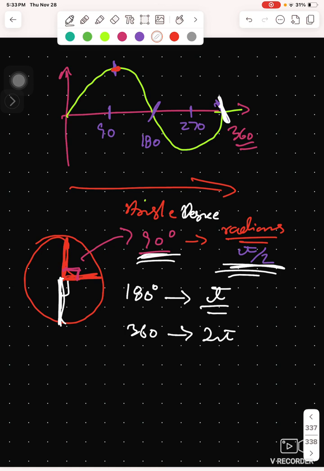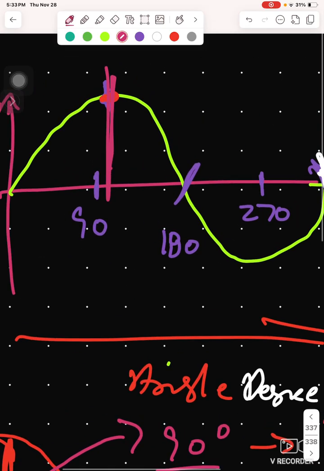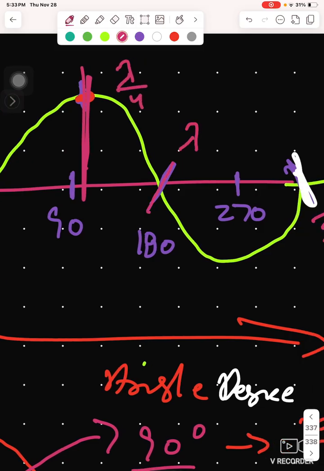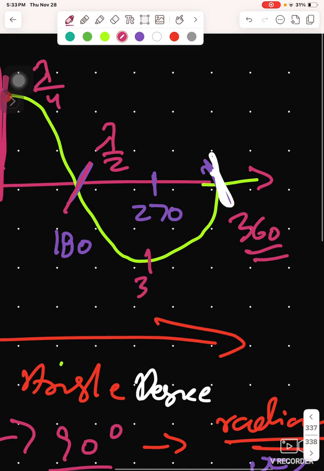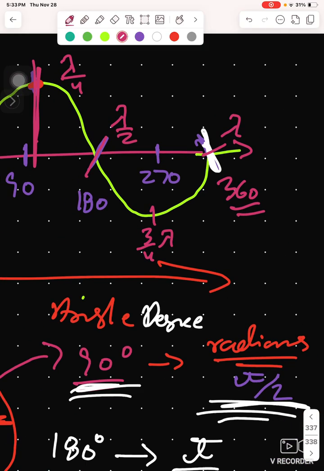We also take into account the wavelength. We already did this: this one is known as 1/4 of a wave, this one is 1/2 of a wave, this is 3/4 of the wave, and this is a full lambda. A full wave is known as lambda.